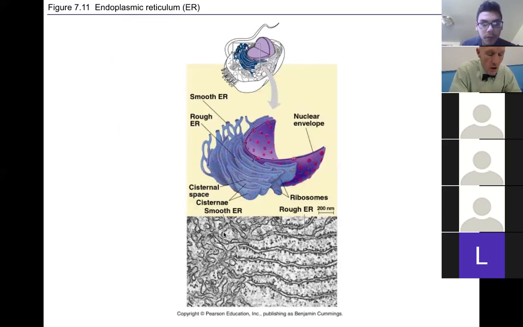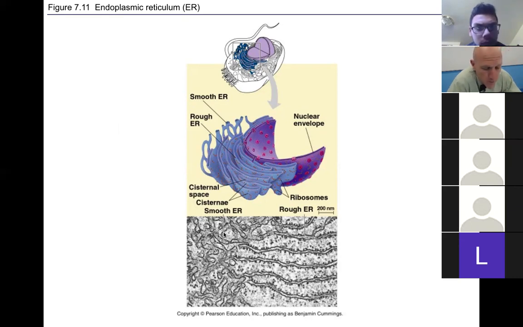So here we're seeing a close-up of that endomembrane system. And in the bottom picture, again, if this pandemic ever clears up, you guys want to go over to Abbott and look at the electron microscopes. Right now I don't think they'll let us, but eventually they will.